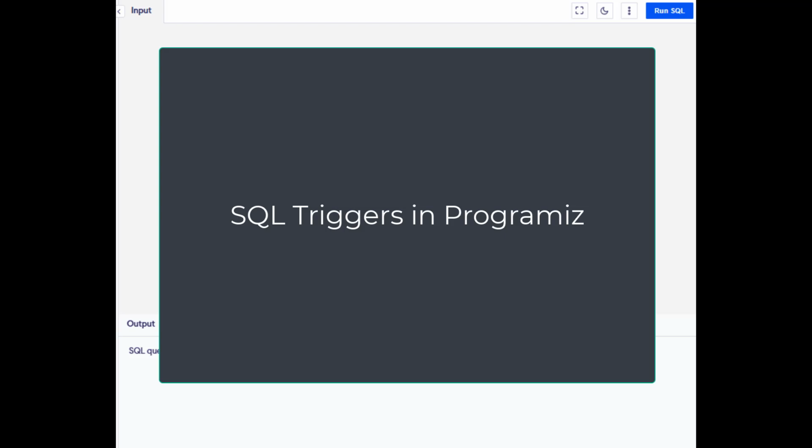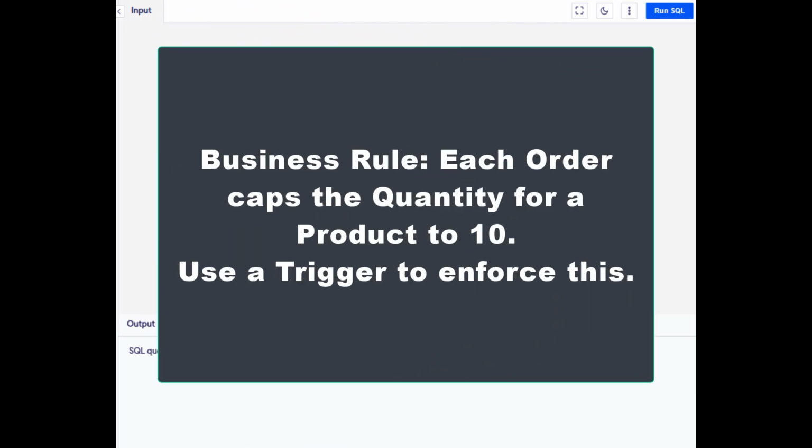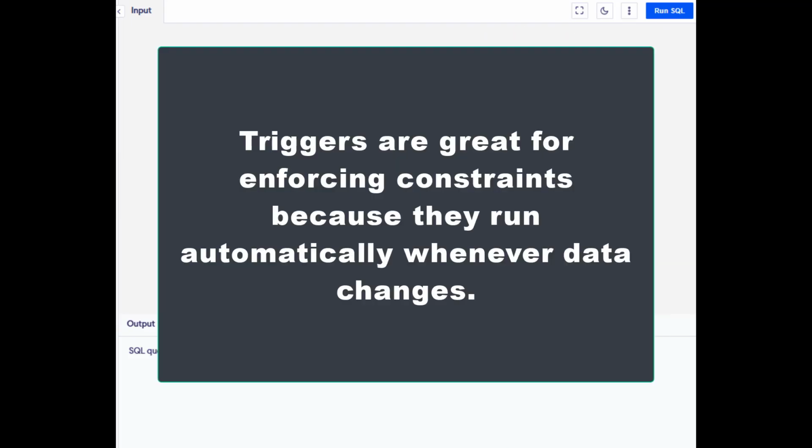In this quick demo, I'm going to show you how to create a trigger in SQL that enforces a business rule inside the database. This trigger will prevent anyone from inserting or updating an order item record with a quantity greater than 10. Triggers are great for enforcing your constraints because they automatically run whenever the data changes. The event causes the trigger to happen.